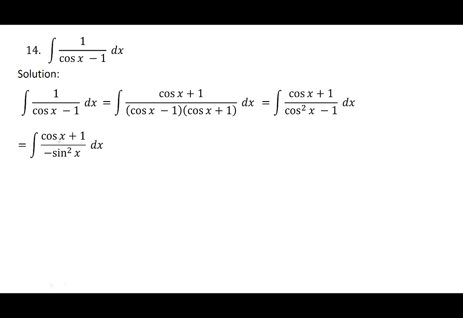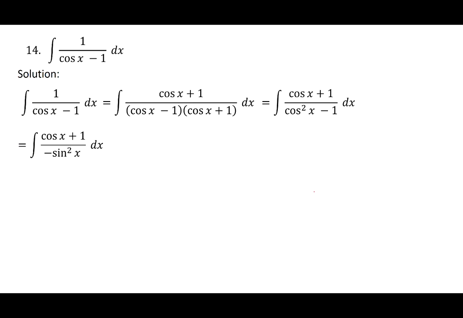Then, okay, what do we do now? I'll split it into two fractions. What did I say? Split it into two fractions? Is that okay? Can I say this is cosine x over negative sine square x plus 1 over negative sine square x? Can I split like that? Yeah, you can. But you just said you cannot. No, that's not what I said. But I swear, Dr. Sam, you just said you cannot do that.